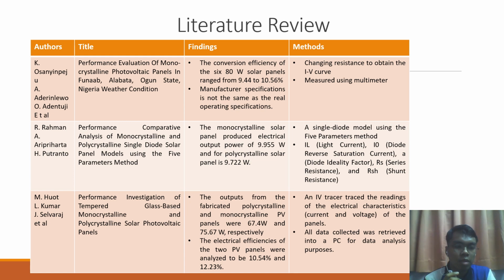The second paper compares the performance of monocrystalline and polycrystalline using the single diode model. Their finding is that the monocrystalline solar panel produces an electrical output power of 9.55 watt, and for polycrystalline solar panel it is 9.722, which means the monocrystalline power produced is higher.